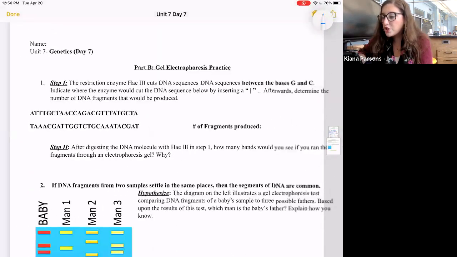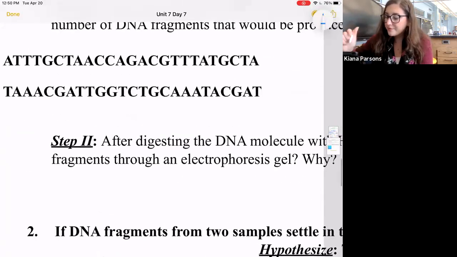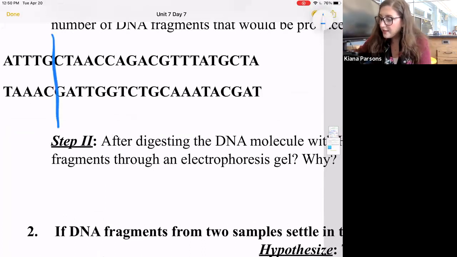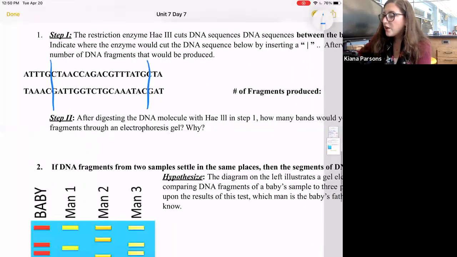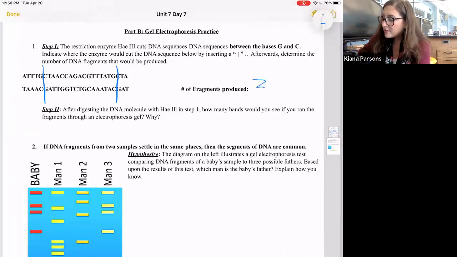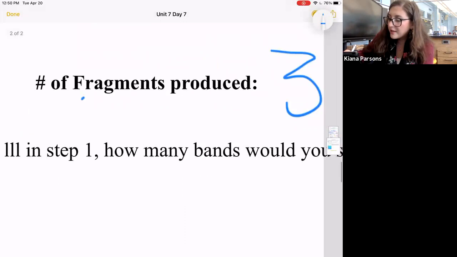And we're looking for G, followed by C, GC, GC. So you can see there's CG, but we're going based on the first line here, and we're cutting this into 3 fragments. Count them, 1, 2, 3. So 1 short fragment, 1 much longer fragment, and a 3rd small fragment at the end. And remember, fragments just means pieces.